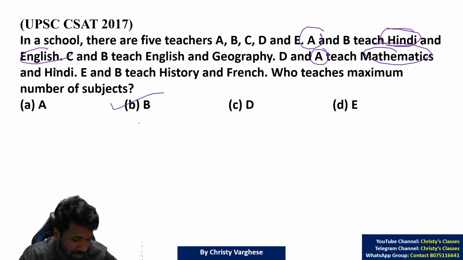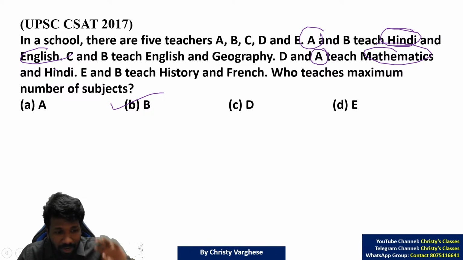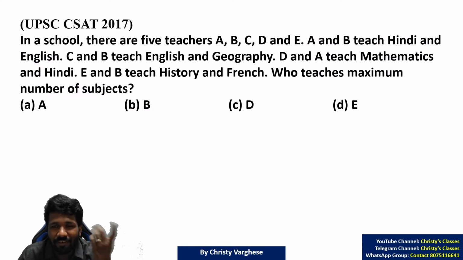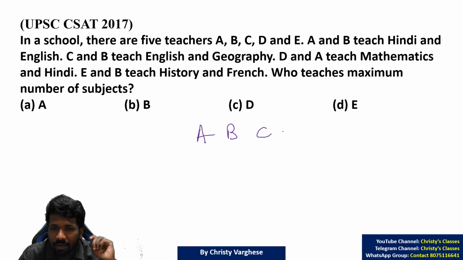That is enough actually. But in the exam hall, whether you are getting this clearly, that is a question you have to check. If it is not that clear, you have to use the help of a table. How? A, B, C, D, E. When you see A teach Hindi and English, you can put Hindi, English, 2 subjects already. Then where you can see A? Mathematics and Hindi. Hindi don't count again. Mathematics also. So 3 is the count for A.